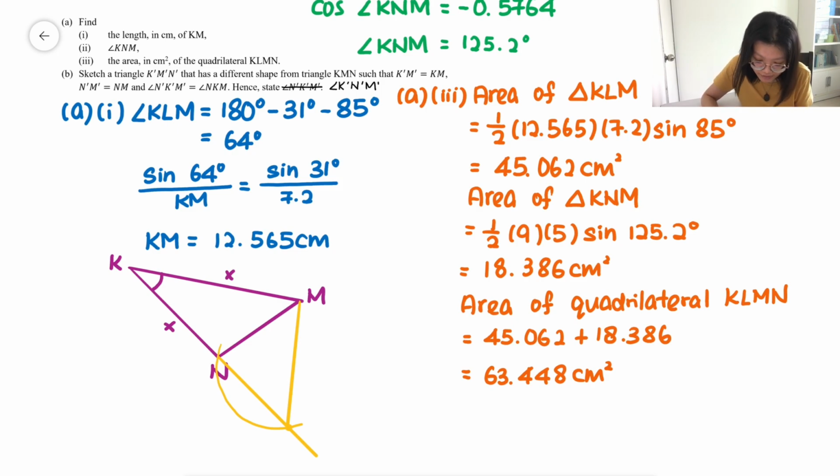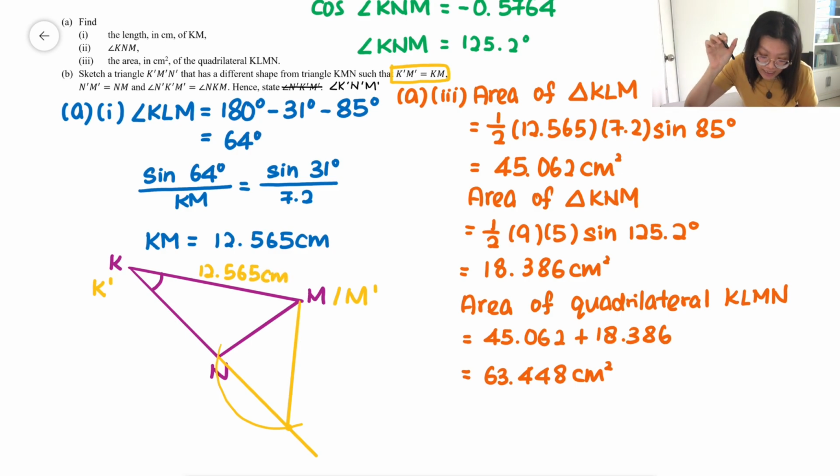Then now you have to check again the question. K prime M prime equals KM. So now this K will be equal to my K prime, M will be equal to my M prime. Equals to KM. Yes, good. Which is 12.565 cm.